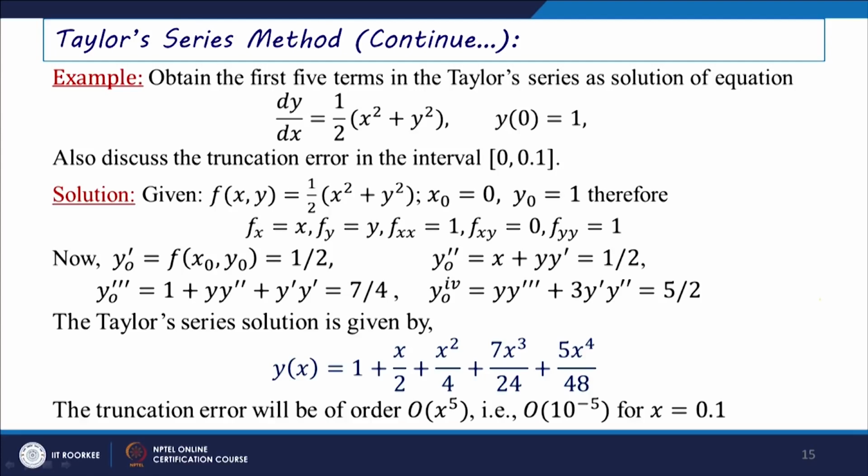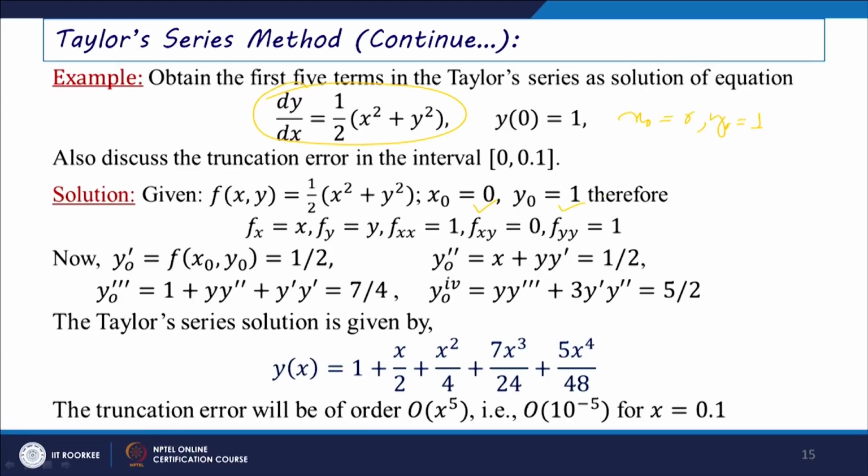Then we can apply this to f of x, y. The question says: obtain the first 5 terms in the Taylor series as a solution of the equation dy by dx equals half into (x square plus y square), where y0 equals 1. So we write x0 equals 0 and y0 equals 1. The equation is f of x, y equals half into (x square plus y square), with x0 equals 0 and y0 equals 1.